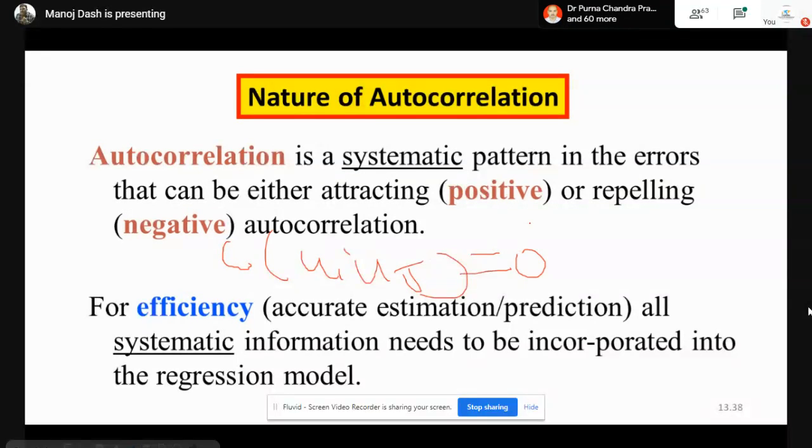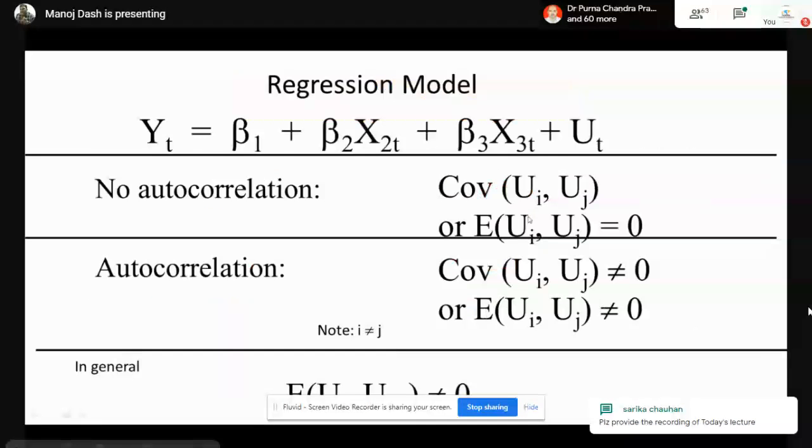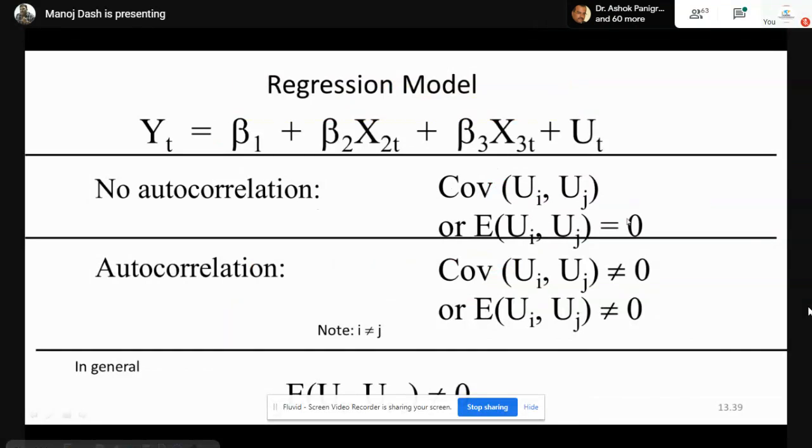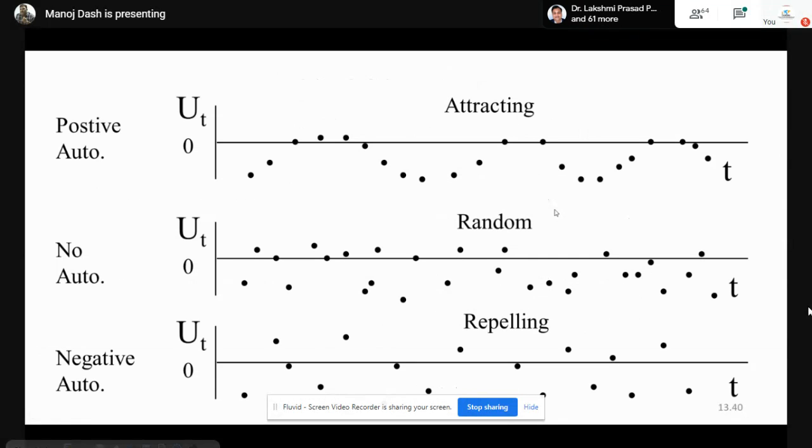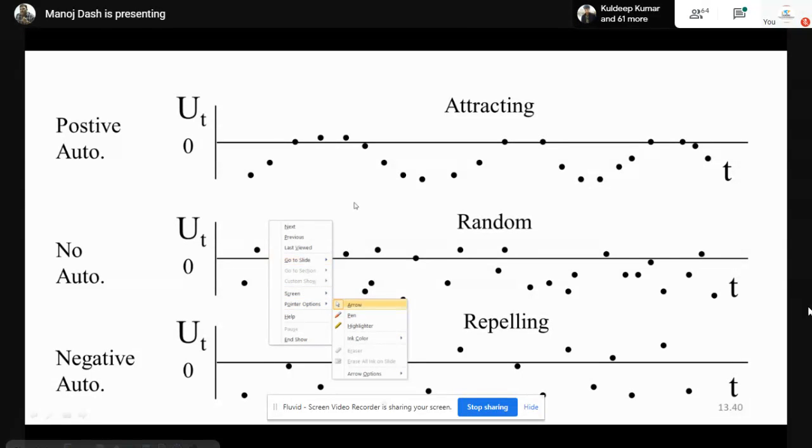But there may be two things. The covariance between Ui and Uj should be equal to 0. But sometimes you get two cases: they are either positively autocorrelated or negatively autocorrelated. This is called positive autocorrelation. There is a trend. If there is no autocorrelation, there is no trend, it is random. And there is negative autocorrelation, where the trend alternates. Now see, the Durbin-Watson value lies between 0 and 4.